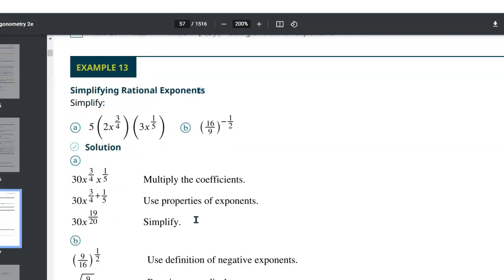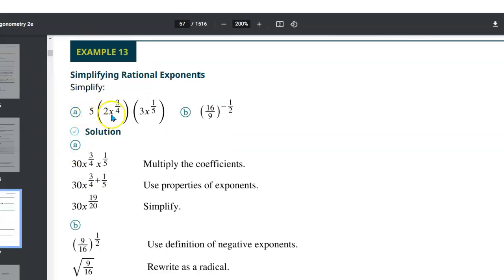If you want to simplify part A right here, I've got 2.5 minutes. Now 5 times 2 times 3, all the coefficients, that's 30. And now we've got x to the 3/4 times x to the 1/5. But remember from the laws of exponents that we've already done, we add the 3/4 and 1/5 in the exponent, and you do the least common denominator. And it turns out, do the math, you'll get 19/20.